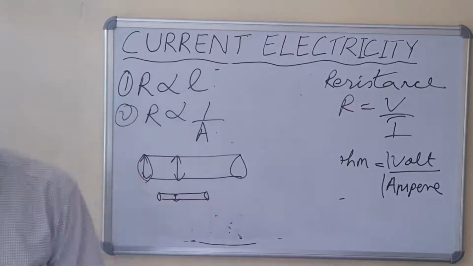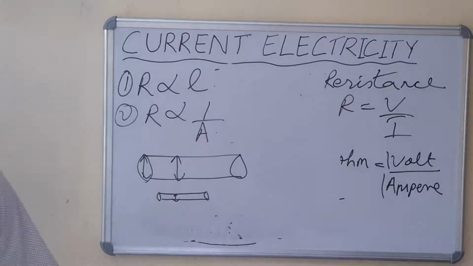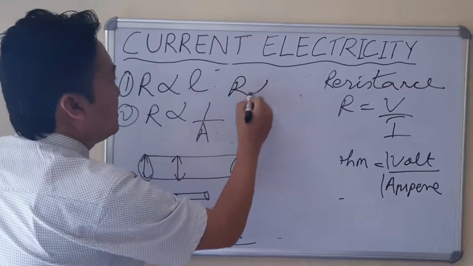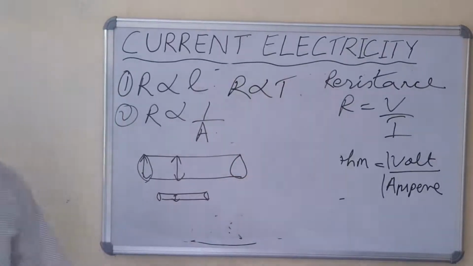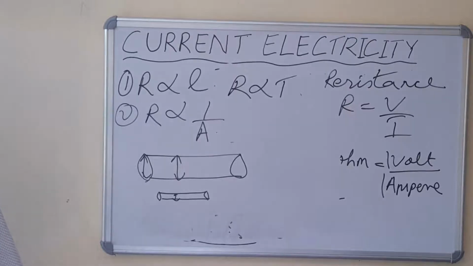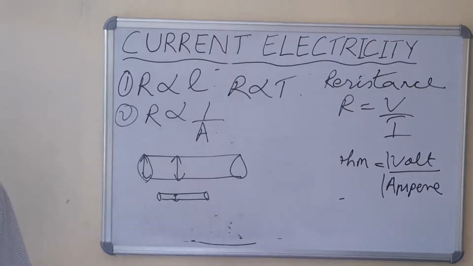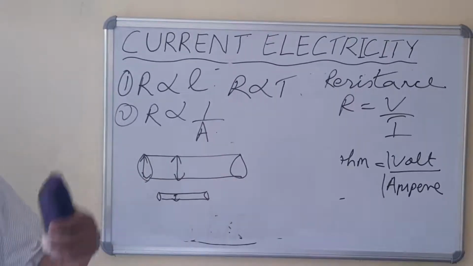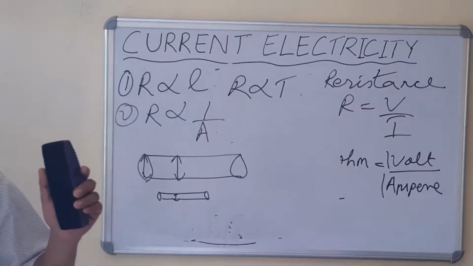And the third one is the temperature of the conductor. The resistance of a conductor is directly proportional to the temperature of the wire. That means the resistance of a pure metal increases with the increase of temperature and decreases with the decrease of temperature. If the temperature increases, resistance will also increase. If the temperature decreases, the resistance will also decrease.